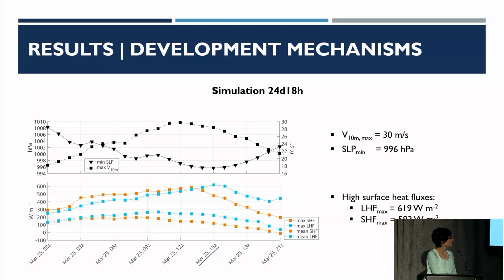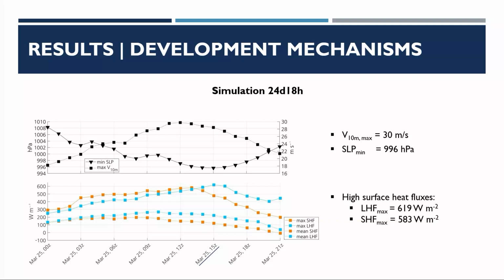And finally, I'm just going to show a little bit about what I've learned about the development mechanisms. This first slide is just to show the characteristics of the polar low with the best simulation, which is the one initialized on the 24th at 6 p.m. The sea level pressure is aligned with the down-looking triangles, and you see that the minimum sea level pressure was reached at 3, and it's a minimum sea level pressure of 996 hectopascals.